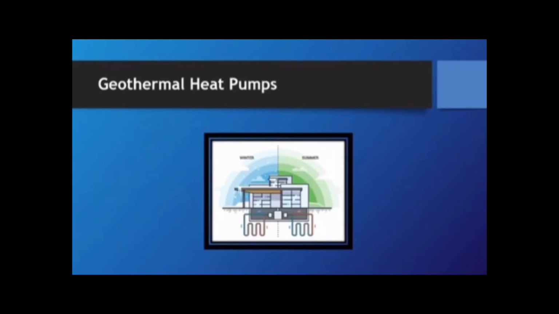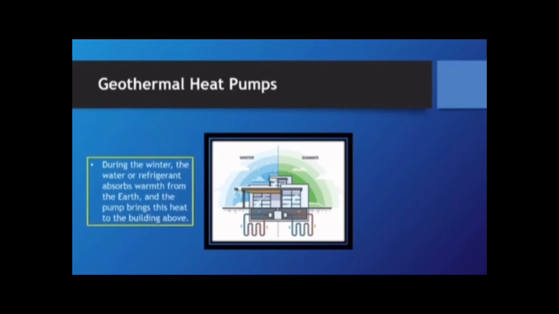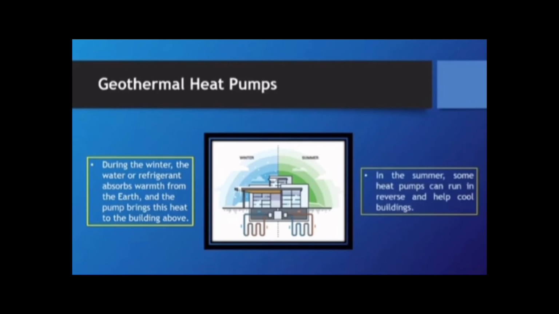The benefit of a ground source heat pump is that it concentrates naturally existing heat rather than producing heat through the combustion of fossil fuels. The geothermal heat pumps take advantage of this by transferring heat stored in the earth or in groundwater into a building during the winter and transferring it out of the building and back into the ground during the summer. During the winter, the water or refrigerant absorbs warmth from the earth and the pump brings the heat to the building above. In the summer, some heat pumps can run in reverse and help cool buildings.